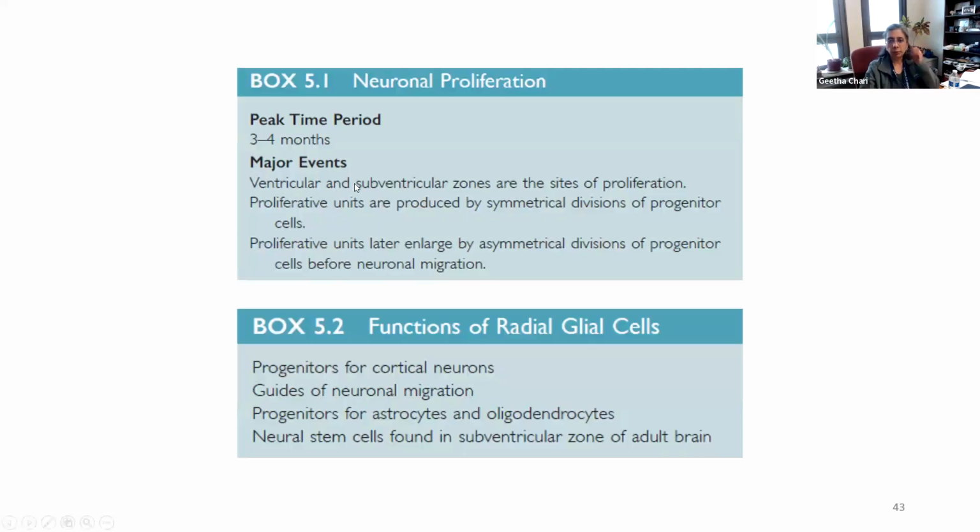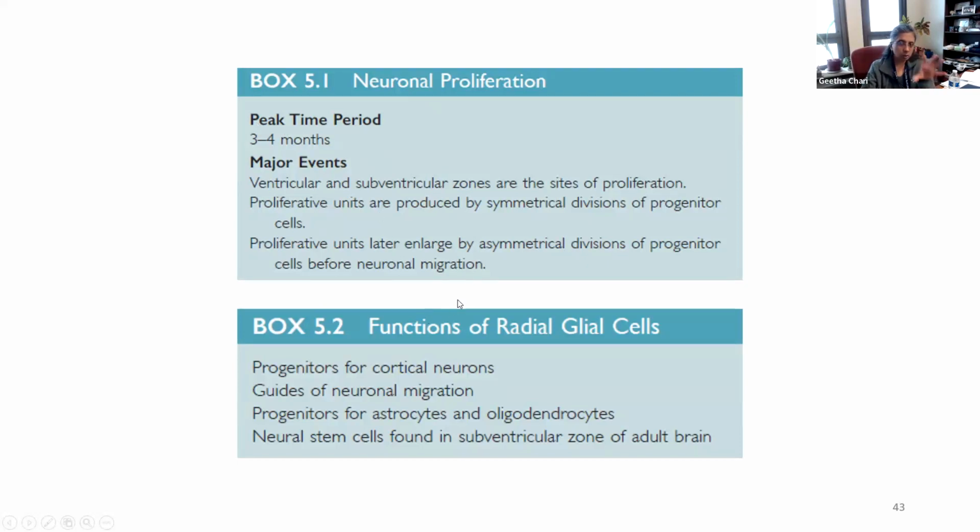So that's the cerebral hemisphere's formation. Then next you come to the time where the neurons start to proliferate and increase in number. And this is around 3 to 5 months of gestation. Proliferation and migration usually go hand in hand, but I'm going to talk about proliferation first and then migration after this. So if you're looking at the peak period, 3 to 4 months is the time where the neuronal proliferation occurs.